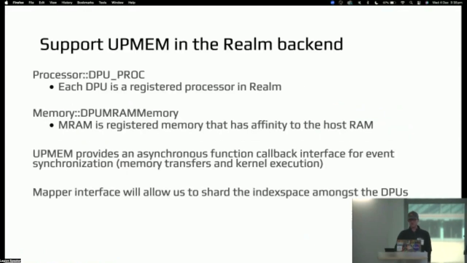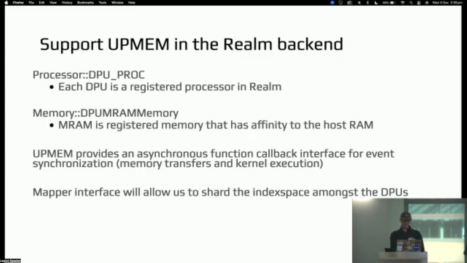So how do we support this in the Realm backend? We created a processor, a DPU proc, that's what we called it. Basically, there's one of these processors per DPU. These processors are very fine granularity, so this is something that needs to be evaluated in our future work, because with very fine granularity there are a lot of potential overheads that I haven't looked into as much yet.